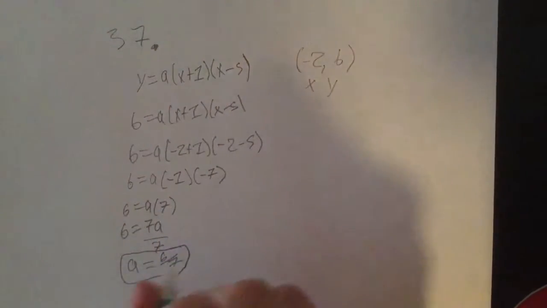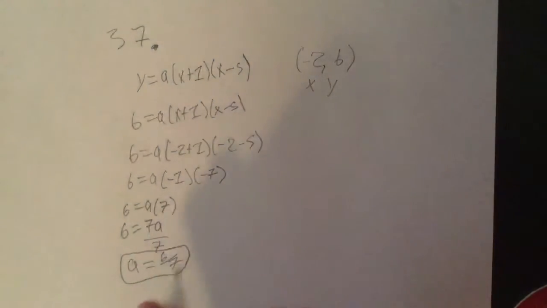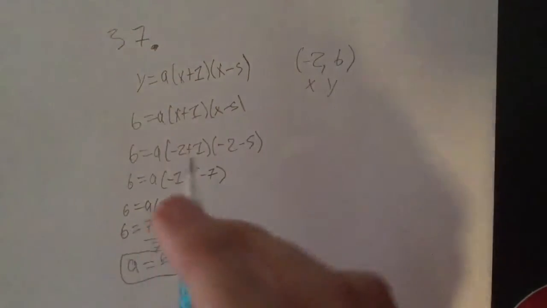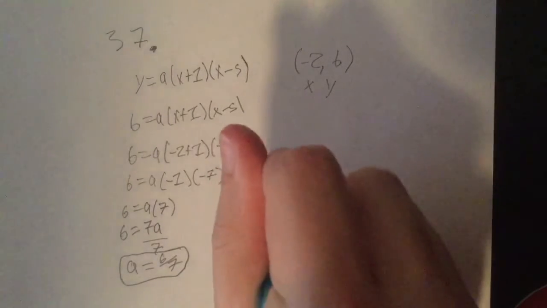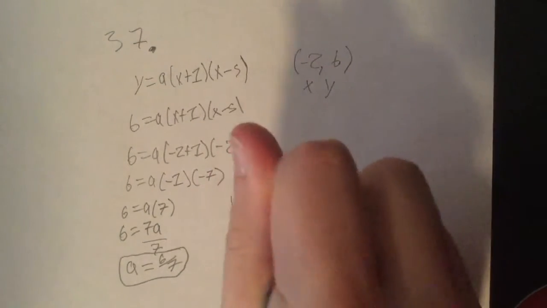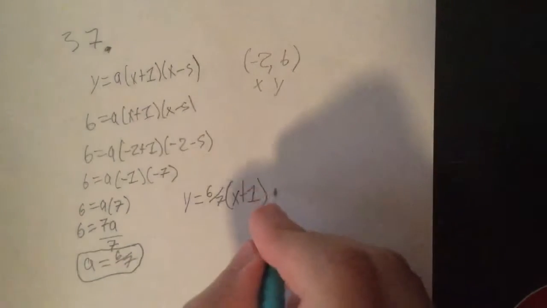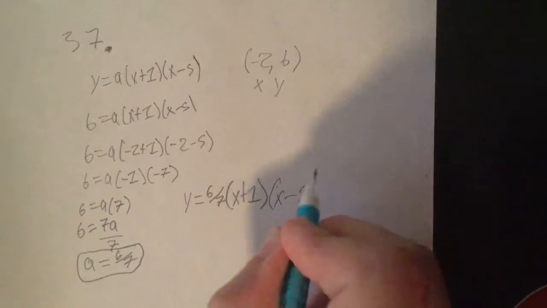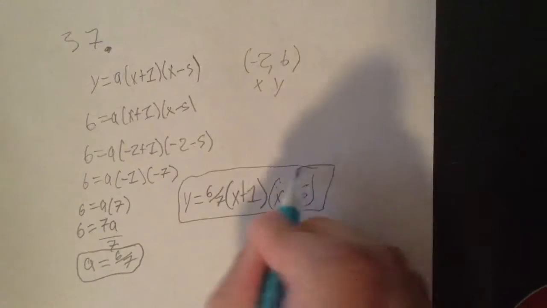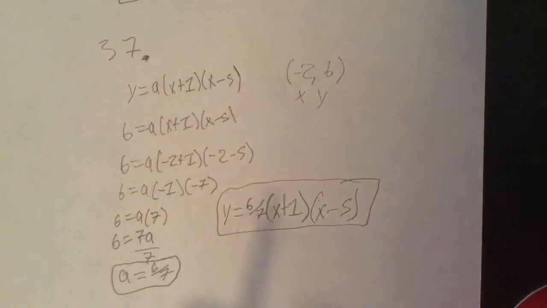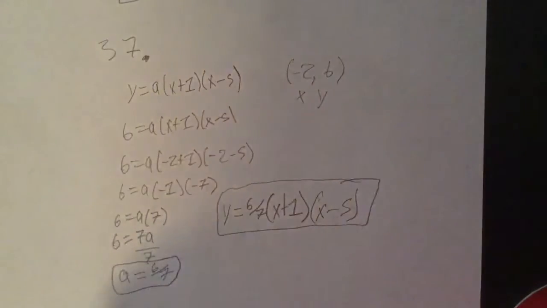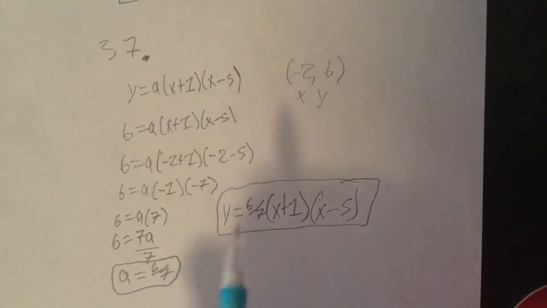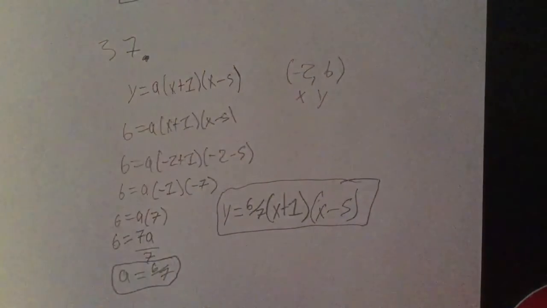So since we have this value here for a, that means now we can put it back in and find the actual formula. So we're going to have y equals 6/7 times (x plus 1) and (x minus 5). And that is our whole entire answer in terms of finding the parabola. Obviously, you could, if you wanted to, extend this out more, but that would make it into standard form if I'm not mistaken. But this will do alone because this technically is a formula for the parabola.